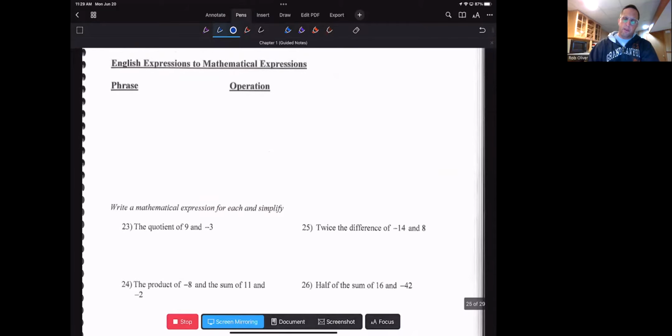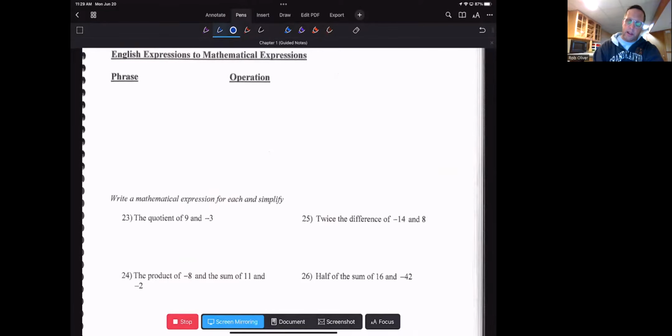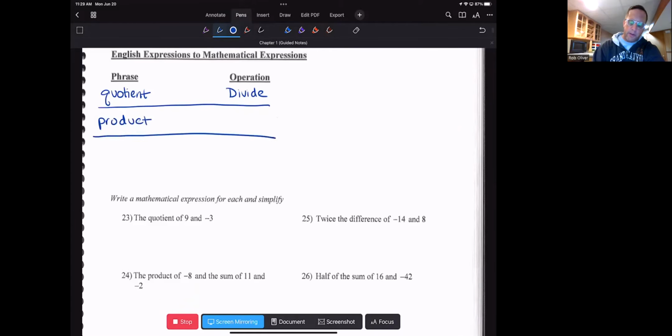Okay, so English, yeah, just looking at word problems here. Again, just translating these from words into understanding what the math is in the particular problem. So things to look at for this one: if you see the word quotient, that is telling you to divide, right? If you see the word product, that is telling you to multiply.